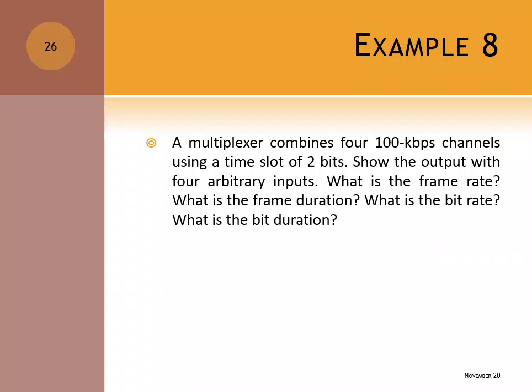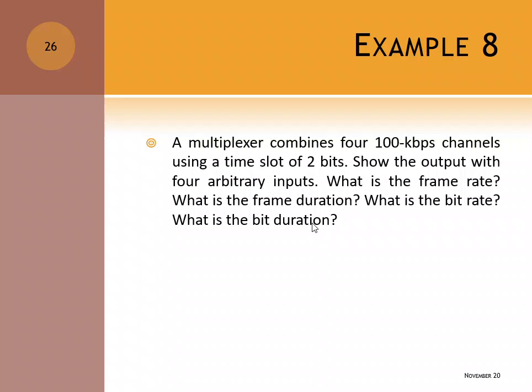Okay, example 8. Next. Example 8. A multiplexer combines 400 kbps channels using a time slot of 2 bits. Okay, yang soalan ni dia berbeza dengan soalan-soalan yang kita buat sebelum ni. Sebab apa? Sebab setiap channel akan menyumbang 2 bits. So, ada sedikit perbezaan dari segi calculation. Show the output with 4 arbitrary inputs. What is the frame rate, frame duration, bit rate, bit duration.